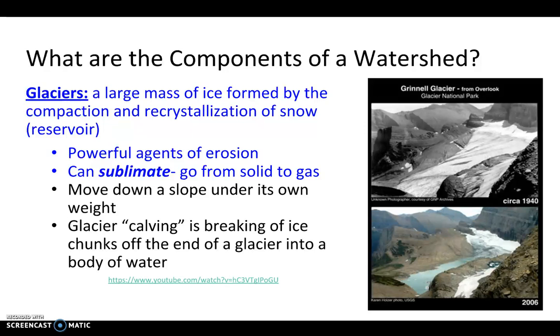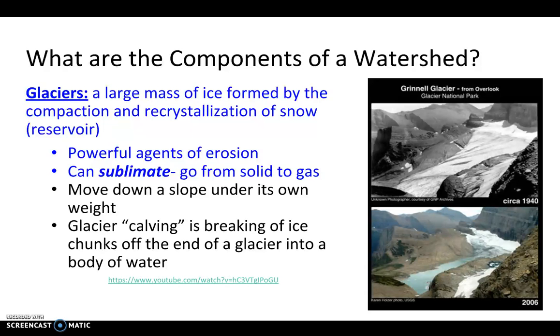Glaciers often sublimate, so they go from a solid to a gas. So the frozen water in the form of ice and snow is receiving energy from the hot sun, and it just goes immediately to a gas. And this happens right here in Colorado. So they move down a slope under their own weight. Glacier calving is the breaking off of ice chunks from the end of a glacier into a body of water.